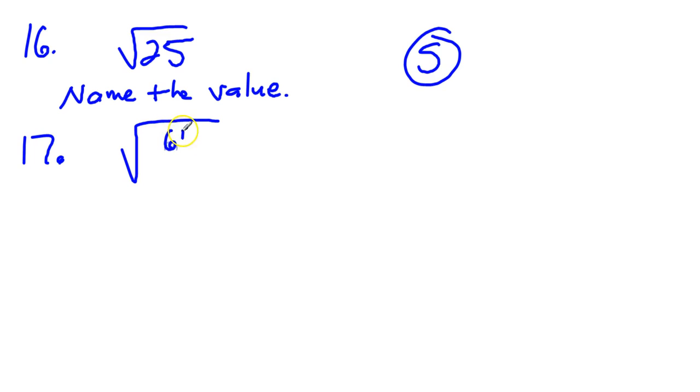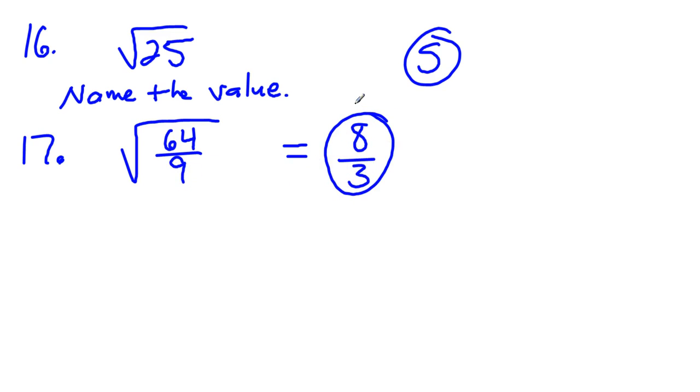17, same thing. Name the value, so they're asking for just one answer here. And if you square root of 64, that's 8. Square root of 9, that's 3. So that answer is just 8 over 3.